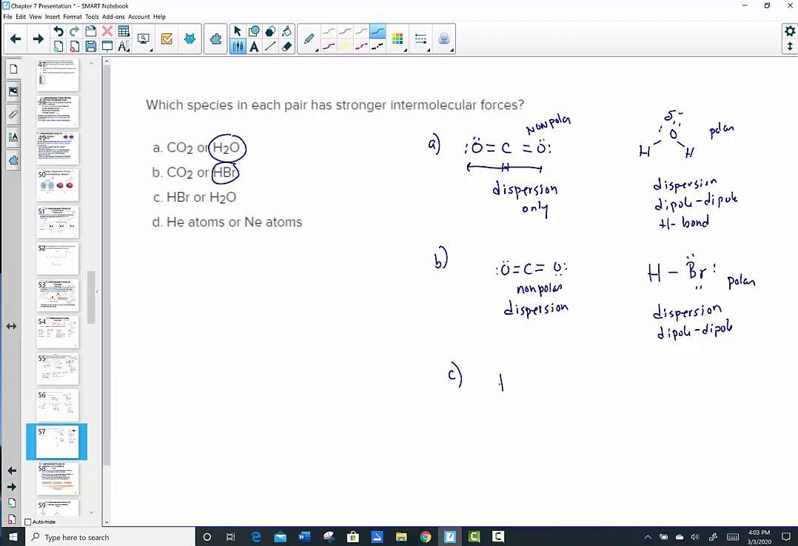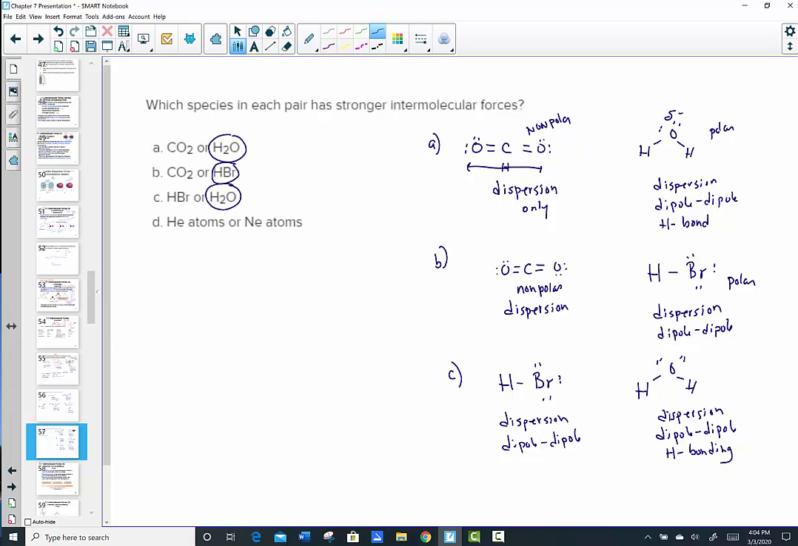Now let's compare HBr to HOH. We said HBr is polar, so it has dispersion and it has dipole-dipole. And we said that water meets the criteria for dispersion, dipole-dipole, as well as hydrogen bonding. So therefore, the water will have greater intermolecular attractions.